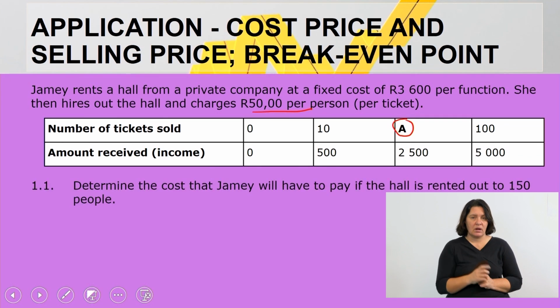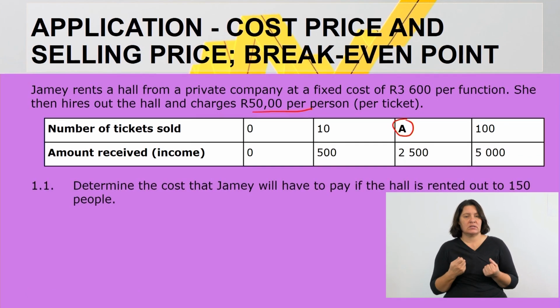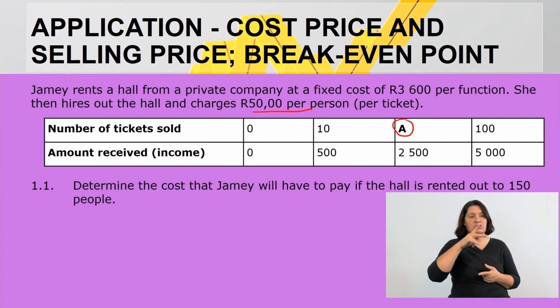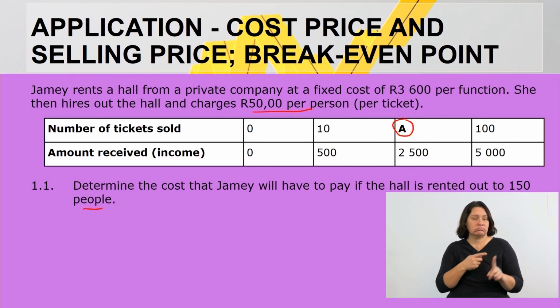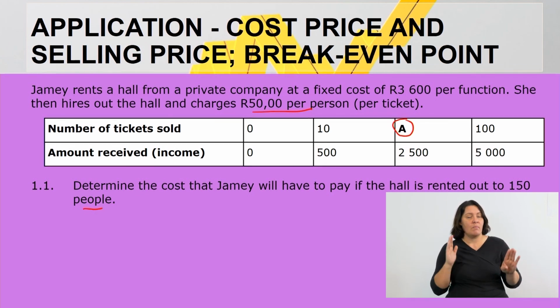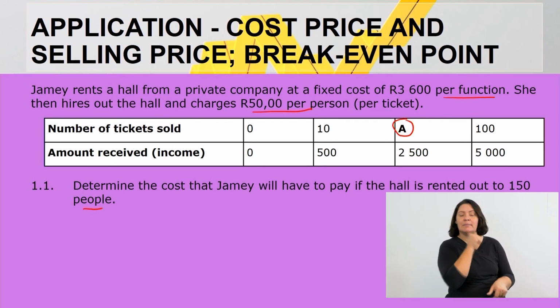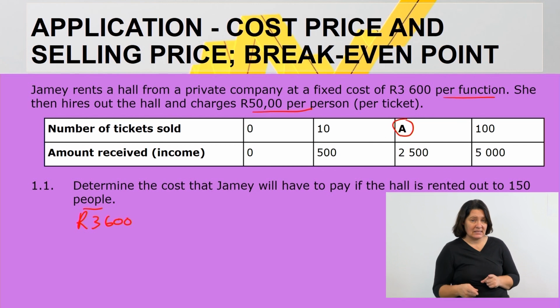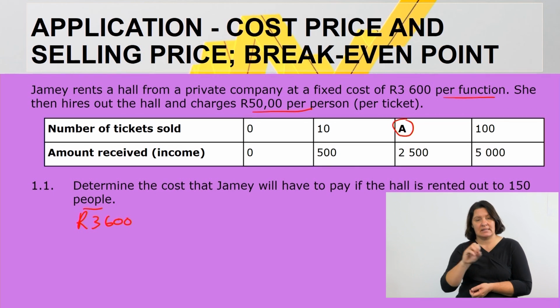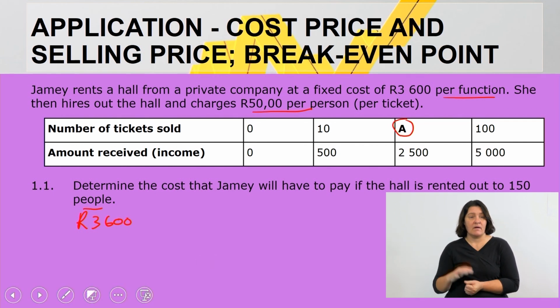So looking at the first question, 1.1, determine the cost that Jamie will have to pay if the hall is rented out for 150 people. All right? Now looking at the scenario, we are saying here, Jamie rents a hall from a private company at a fixed cost of 3,600 Rand per function. So in this case, it's not going to matter how many people attend, right? The fixed costs remain the same. So therefore, we will say that in order for her to rent this for 150 people, she will still need to pay the fixed cost of 3,600 Rand. Guys, I hope that is fine.